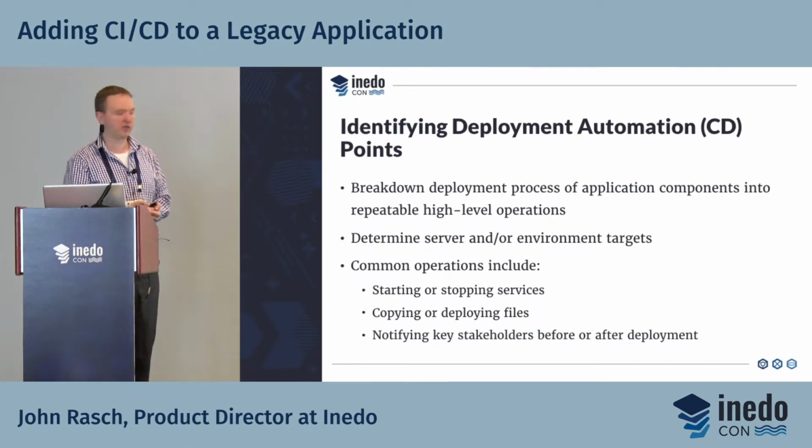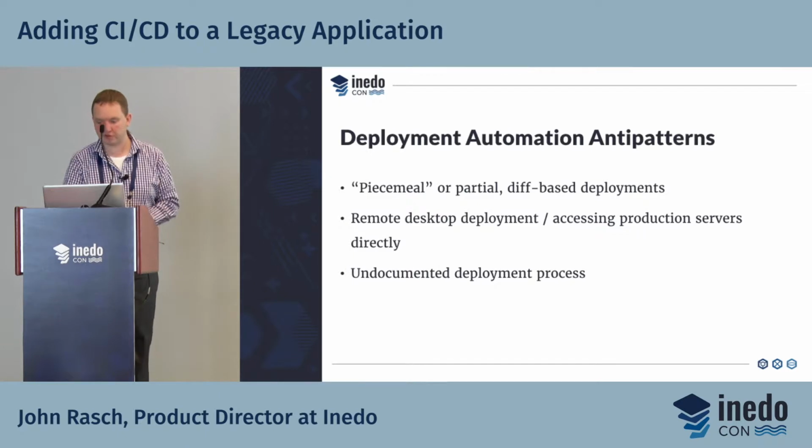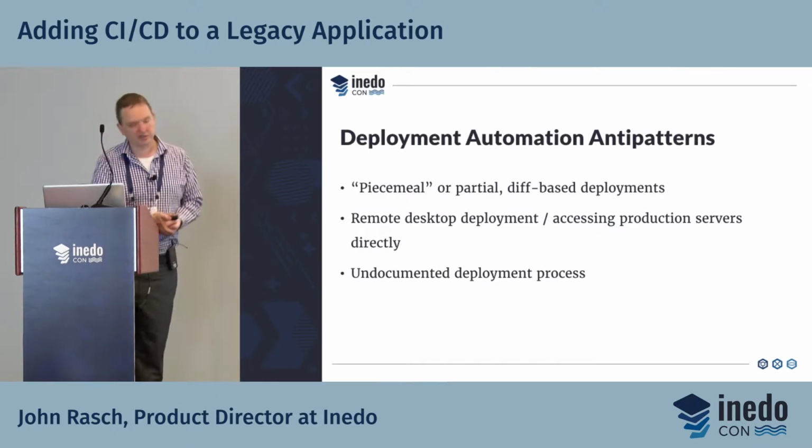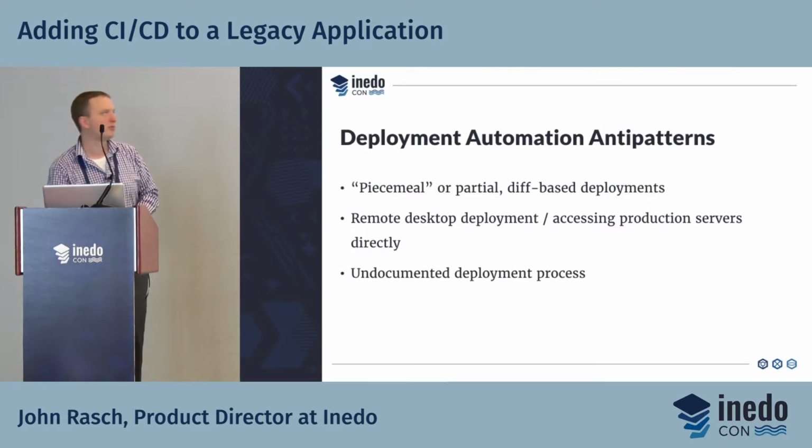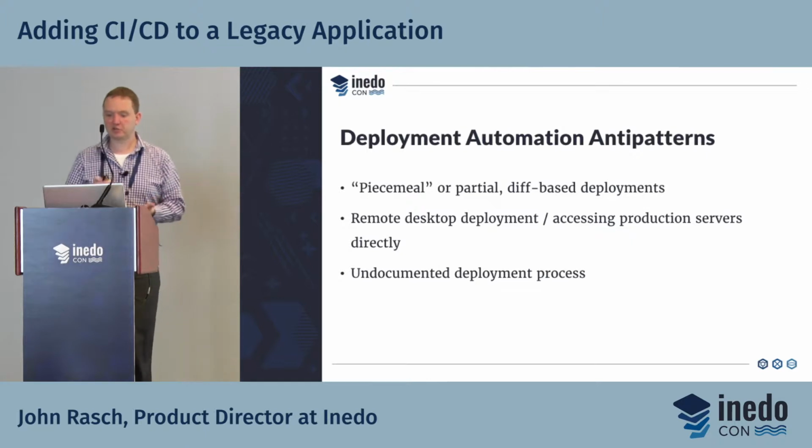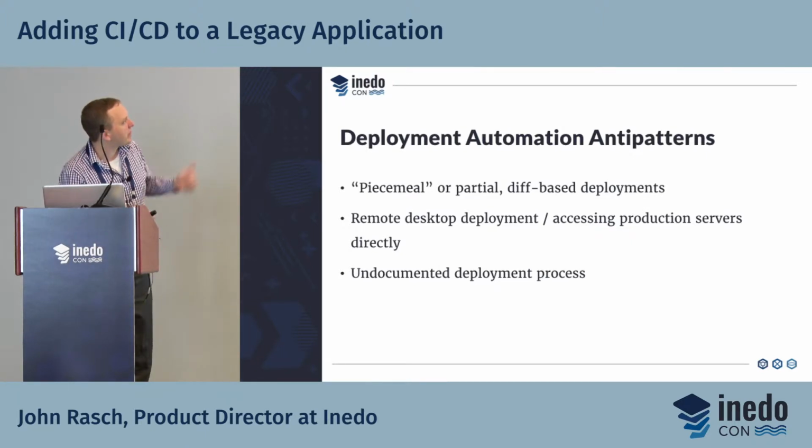So what are some common deployment automation anti-patterns that you should try to avoid? Number one being the piecemeal or partial diff-based deployments, because this makes rollbacks extremely difficult unless you were to take a backup first. So by deploying a full artifact, just like, again, Jody mentioned, you could just redeploy the previous build, and boom, you're done.